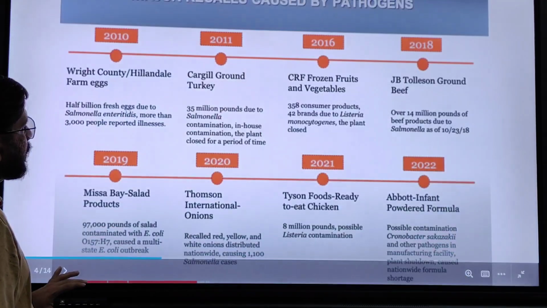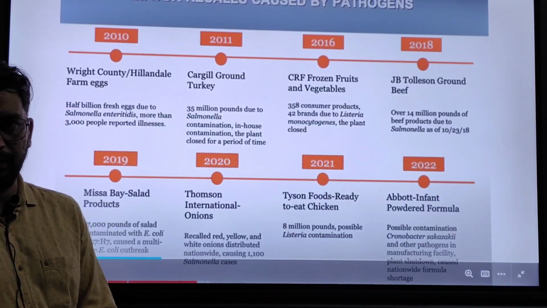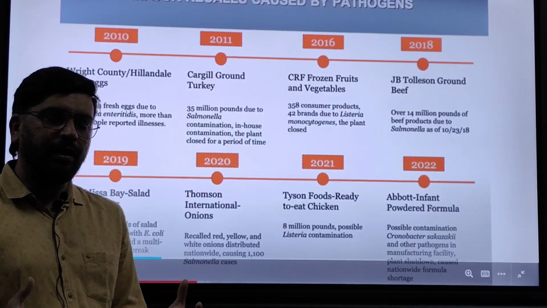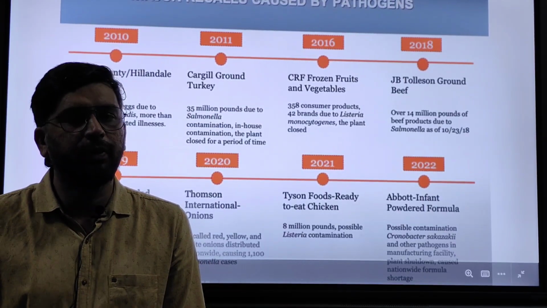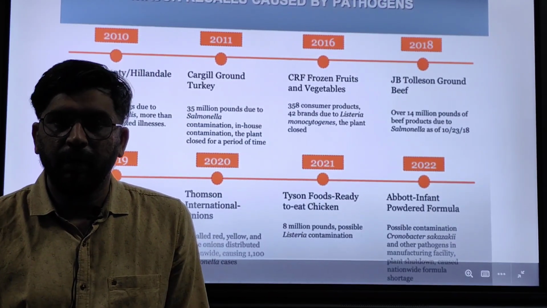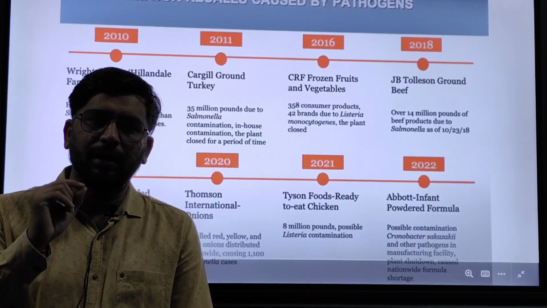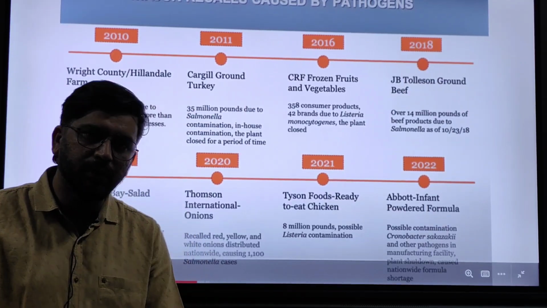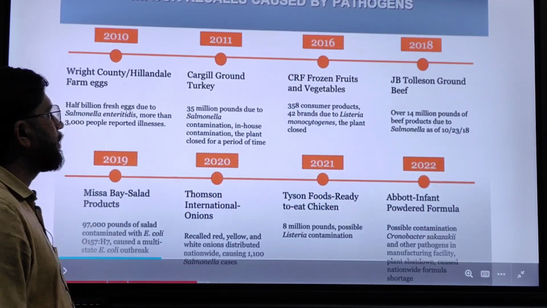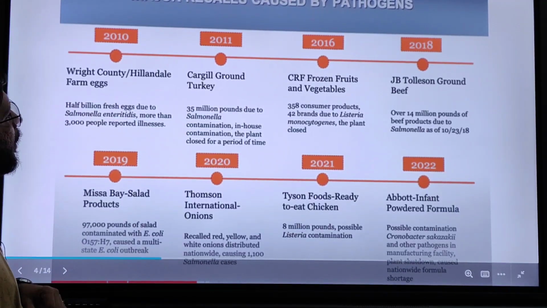Some of the common examples we have already said: bacteria, fungi, viruses, spores, etc. are the major sources of food contamination via microorganisms. Among these microorganisms, bacteria and viruses are reported to be the major contaminants among the diverse classes of microorganisms. In this slide, you can see some of the major recalls caused by microbial pathogens.